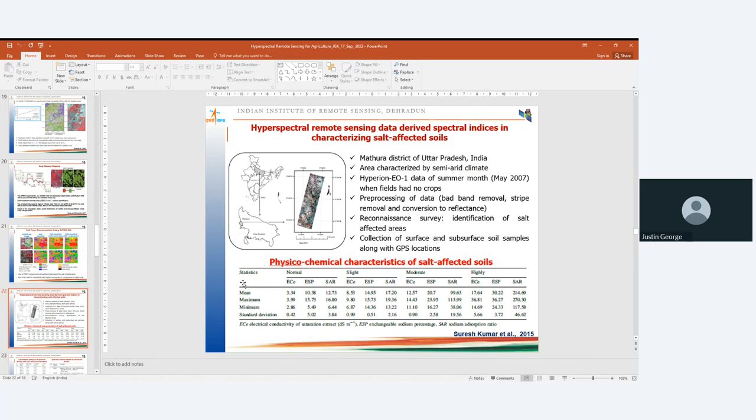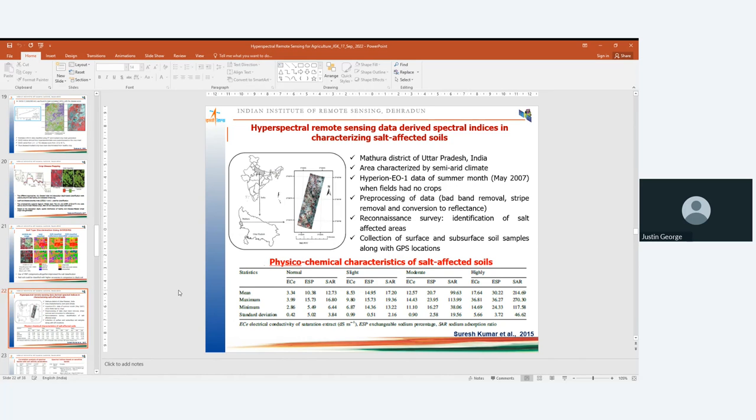And a reconnaissance survey was conducted in the particular area for identification of the salt affected radius, as well as the collection of surface and subsurface soil samples along with their GPS locations. The physical and chemical characteristics of the salt affected soils collected from the particular area are given in this table. So normal soils, these are certain of the parameters.